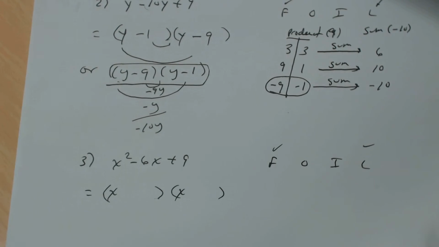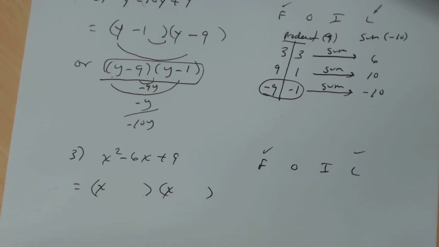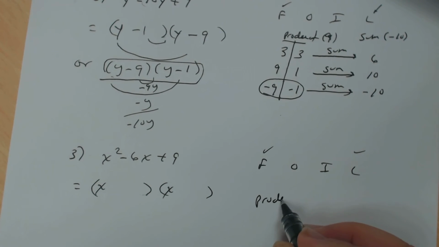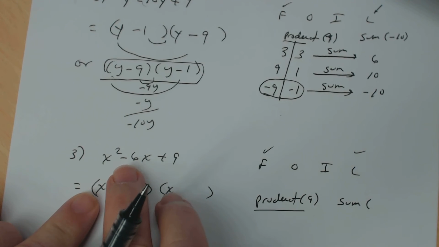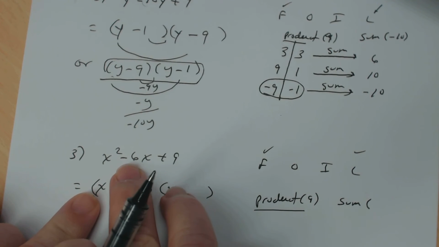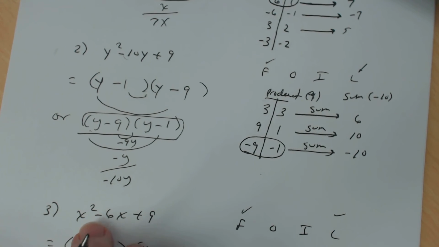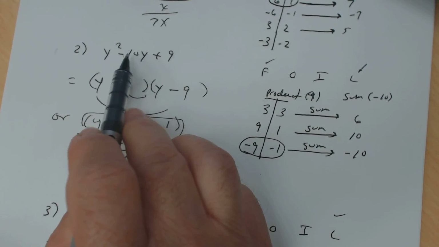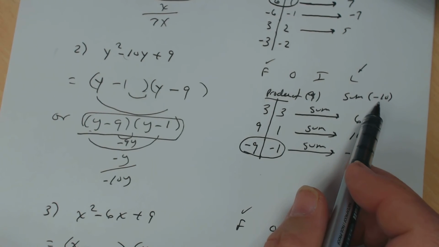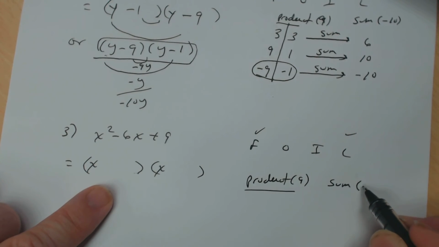Now let's go to the last. So I want to find two numbers whose product is 9, and I need the sum to be -6. Now don't say 6, because the coefficient is -6. You've got to make sure that you write the correct coefficient. Same thing here. This coefficient is -10, so that's why I put -10 and not 10. So be careful. That's -6.